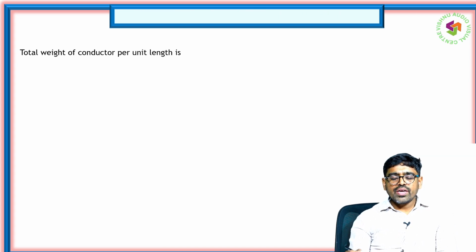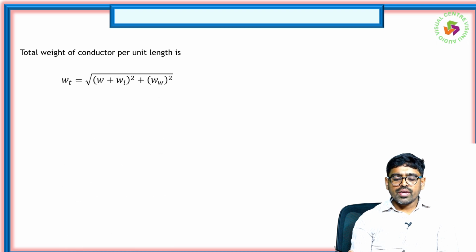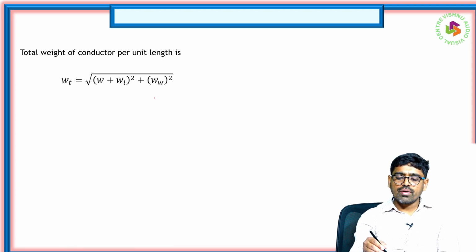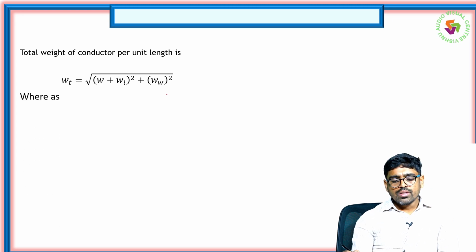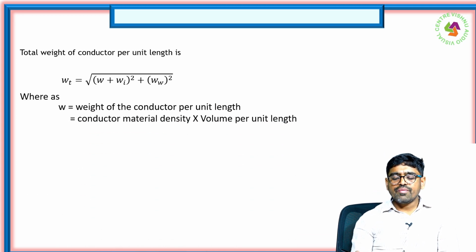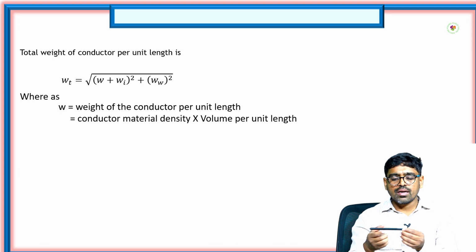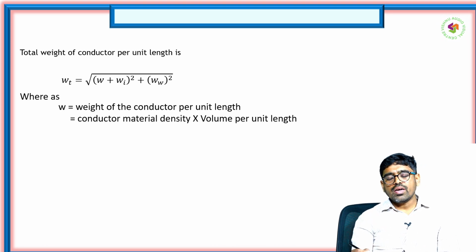So the total weight of this conductor per unit length we can calculate as WT equal to the square root of (W plus Wi) whole square plus Ww square. Here W means the weight of the conductor per unit length. Unit length, how much weight is there, that we are calculating.